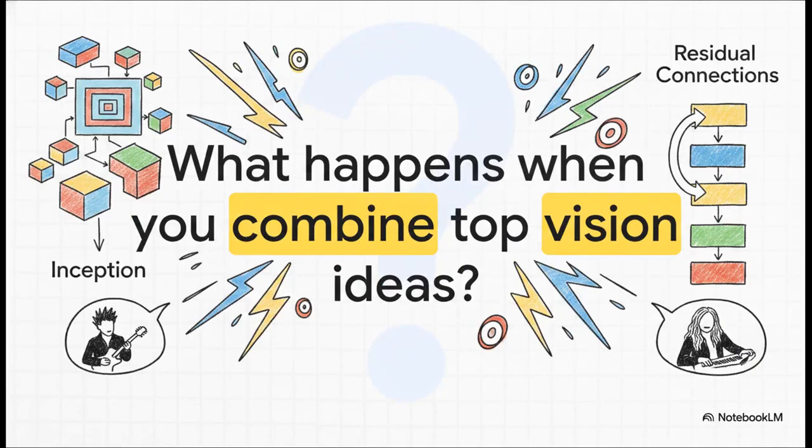Okay, let's dive into this. At its core, this paper is essentially about creating a supergroup. Imagine taking two revolutionary AI architectures, two undisputed rock stars of computer vision, and mashing them up to see if they can play together. On one side, we've got the highly efficient Inception architecture. On the other, the deep training powerhouse known as Residual Connections. So what actually happens when they collide?